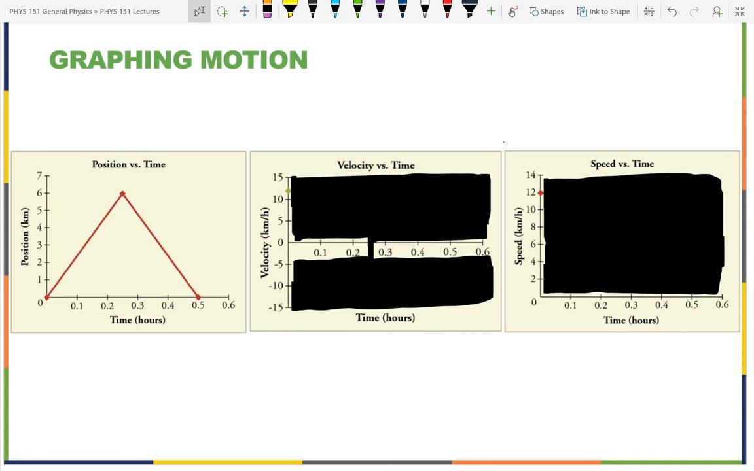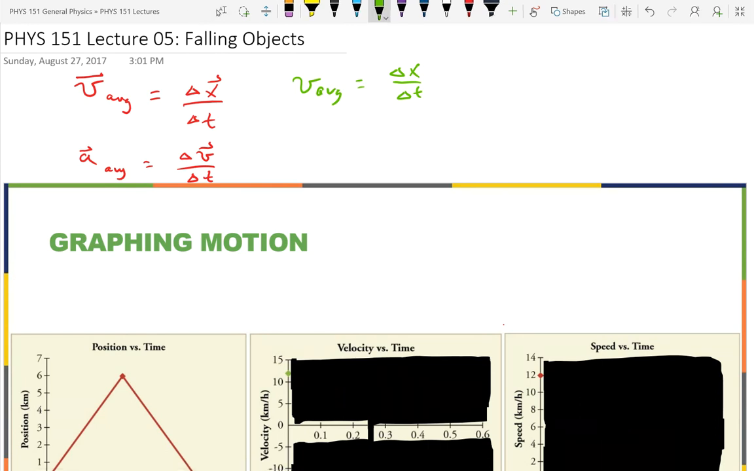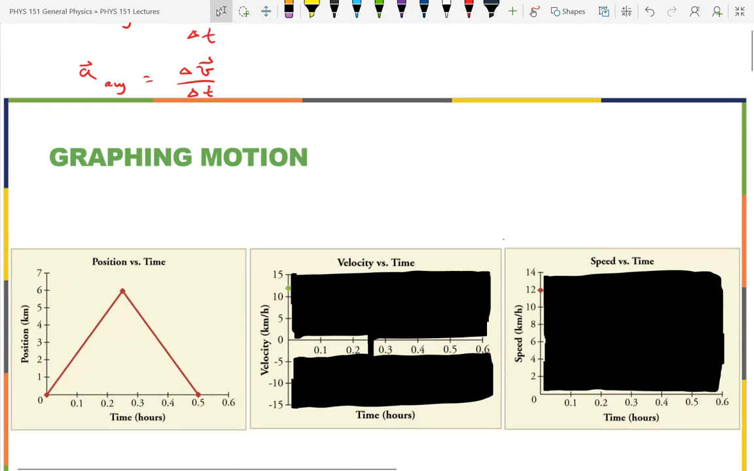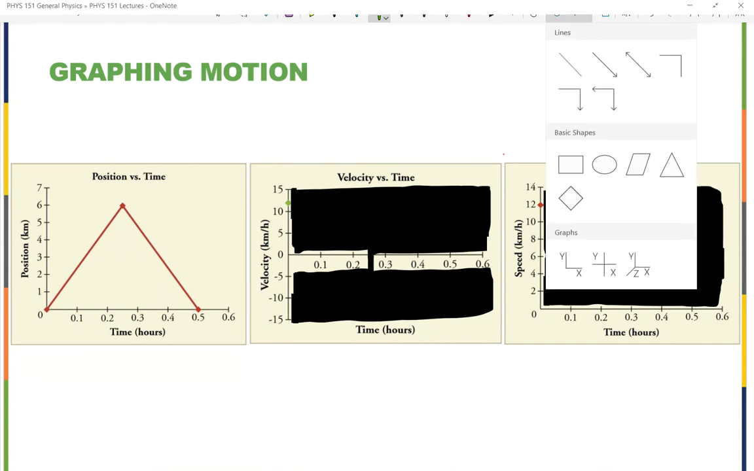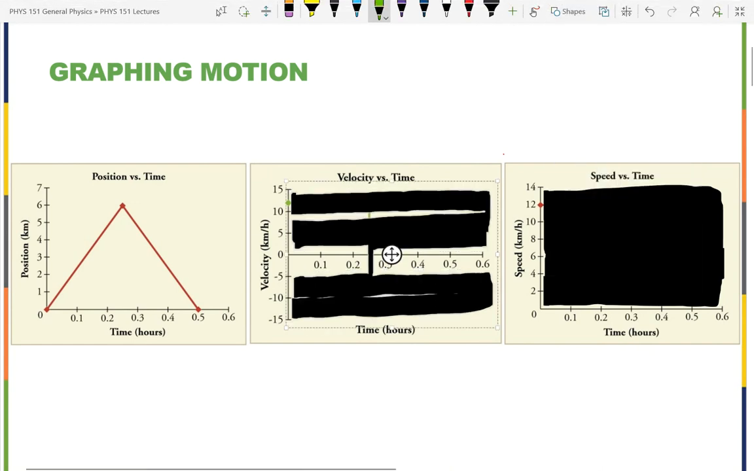Now, we had the word accelerate. I want to come back to our equation here. Our average velocity is delta x over delta t, or average speed if it's one dimensional. So in this case, if I look at this, I can say, well, that's a straight line. And for a straight line, I can find the slope of the straight line. And if I find the slope of that line, what's the equation to find the slope? Slope is rise over run.